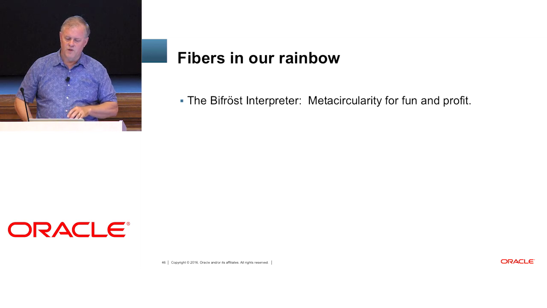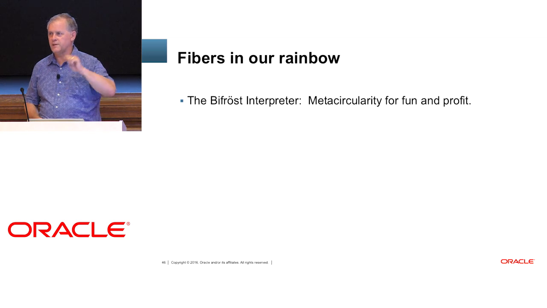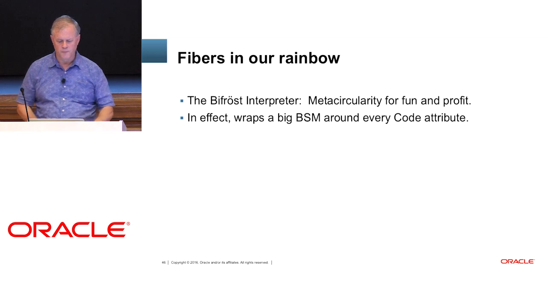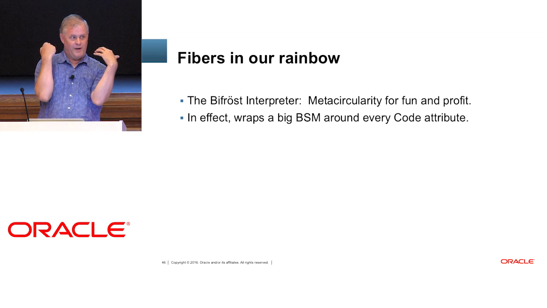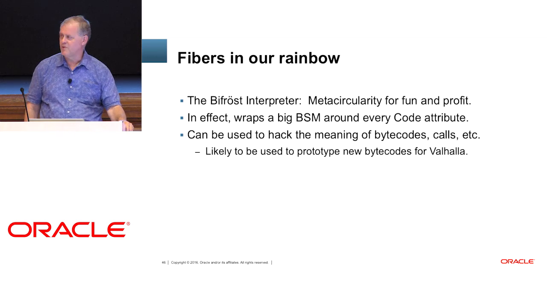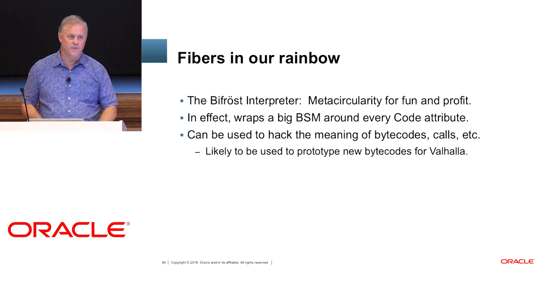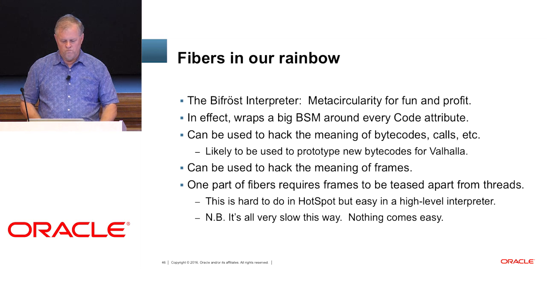So I think one of the things we want to do with this interpreter is fiberize it. Take the frames that the interpreter builds and reify them and work with them with an API that decouples the computation from the current thread. It's sort of the BSM trick again. The interpreter is like a bootstrap method around your bytecodes to do something non-standard with them. Do you see a trend here? We're also going to use it to hack the meaning of the new bytecodes, probably. It's all hard, but it's fun.